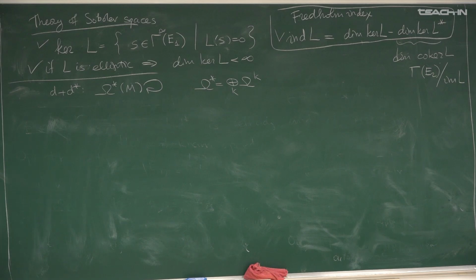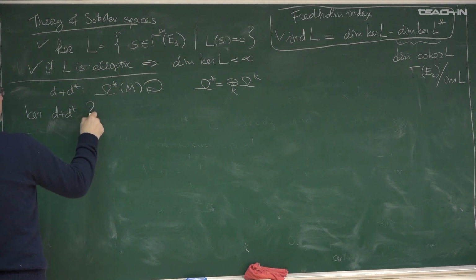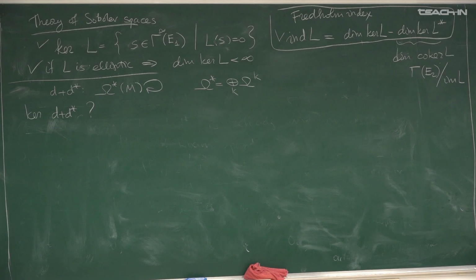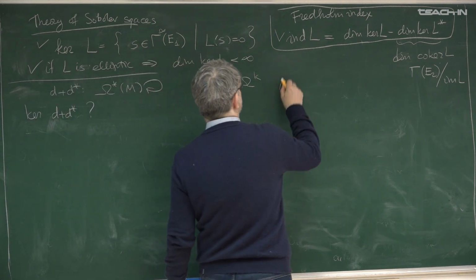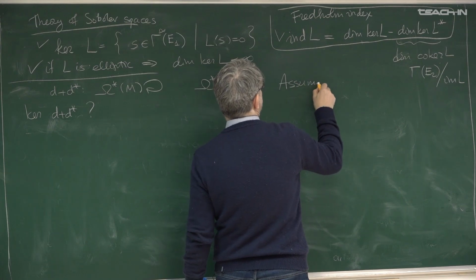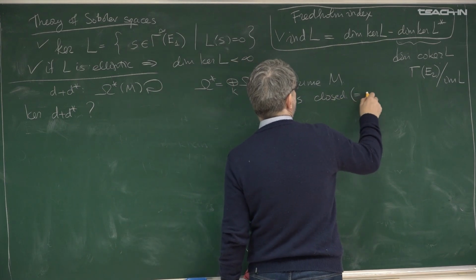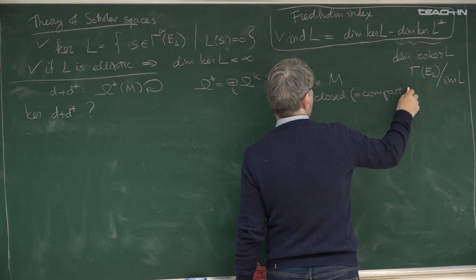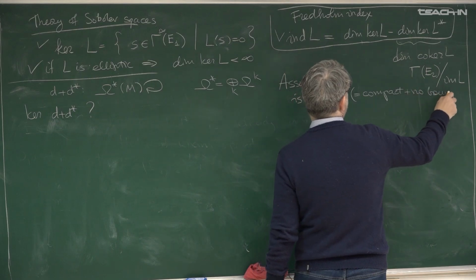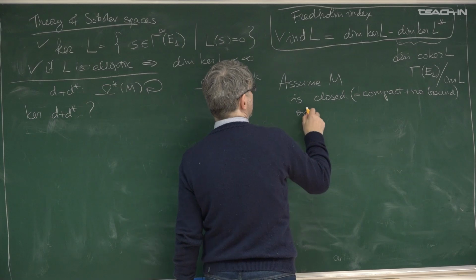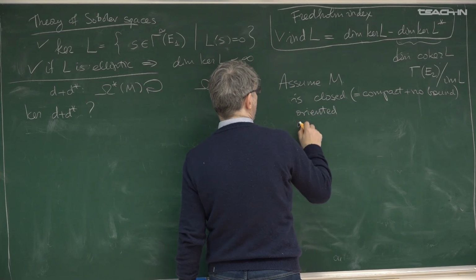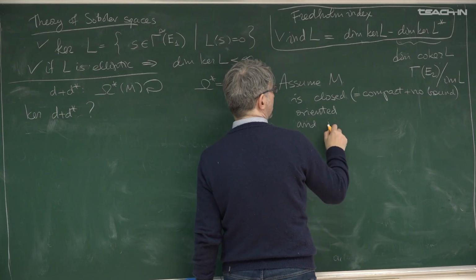My question: what is the kernel of d plus d star? How can one describe it? In the general case, it's a difficult question. But we assume M is closed, compact, with no boundary, oriented, and equipped with a metric, so it is Riemannian.